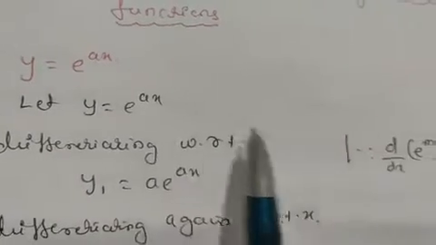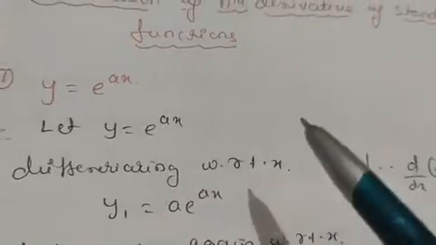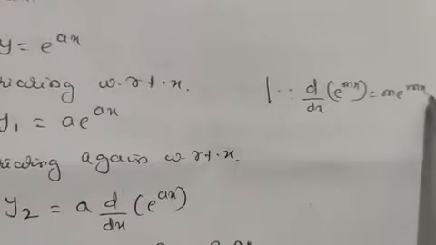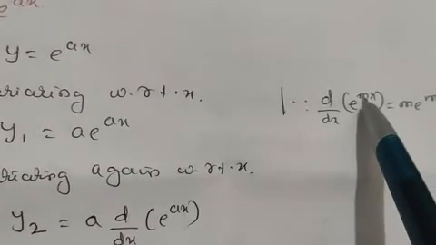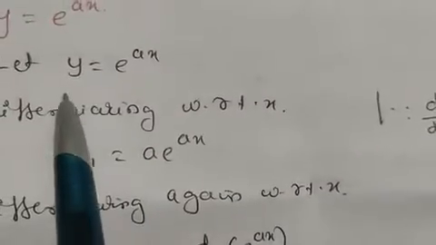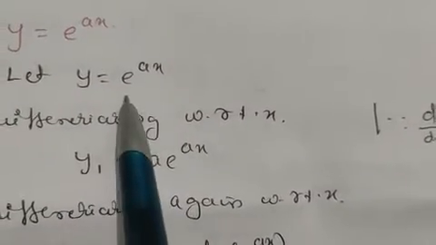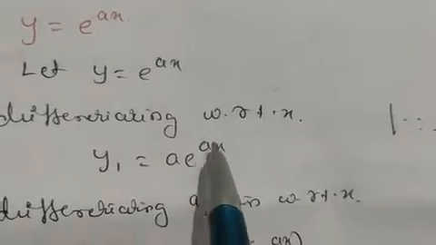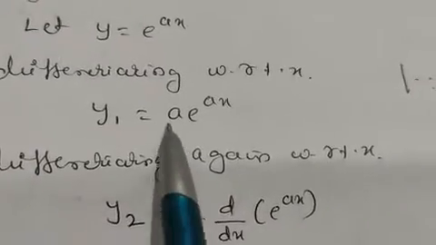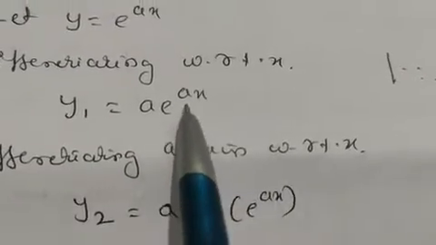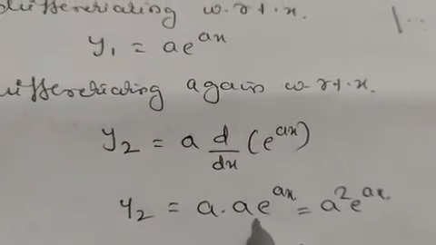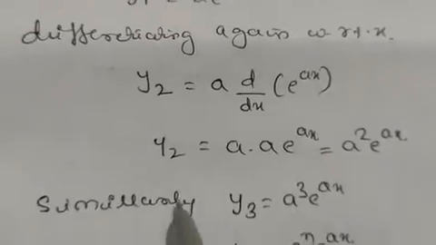We know it is in the form y equals e raised to mx. You know the derivative of e raised to mx is m into e raised to mx, that is, e raised to mx as it is, and the derivative of mx is m with respect to x. So its derivative, denoted by y1, is a into e raised to ax. Differentiating again with respect to x, denoted by y2, a is a constant as it is, and the derivative of e raised to ax is again a into e raised to ax. So it is a square into e raised to ax.